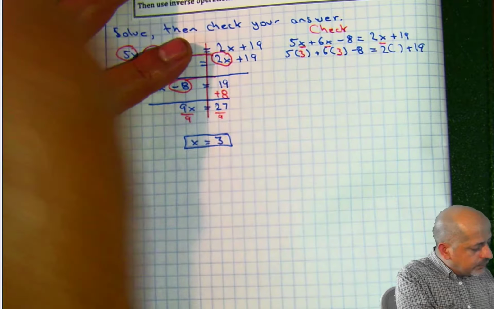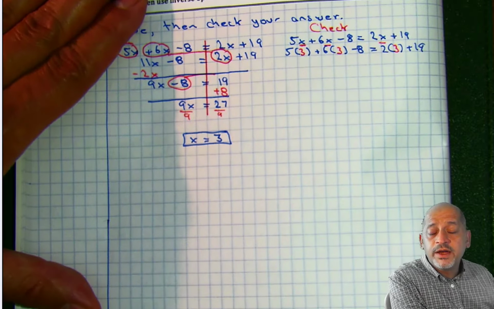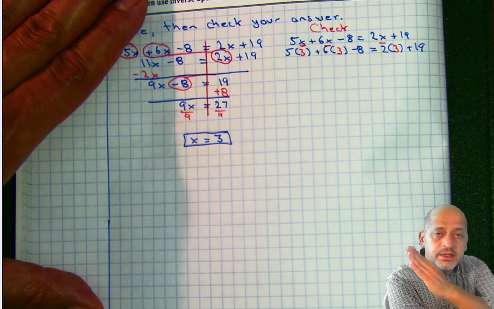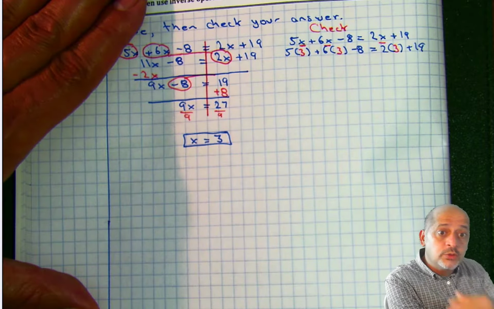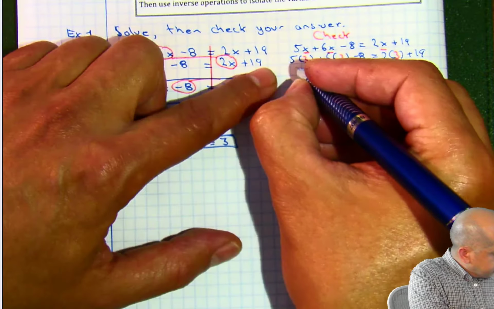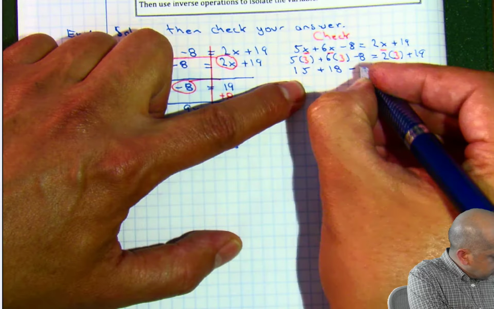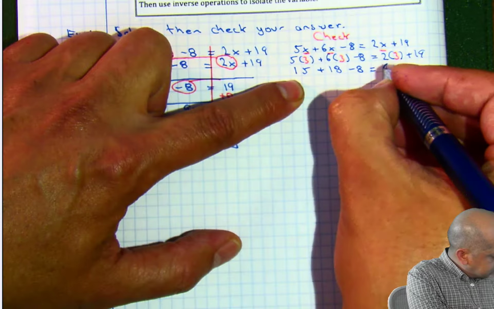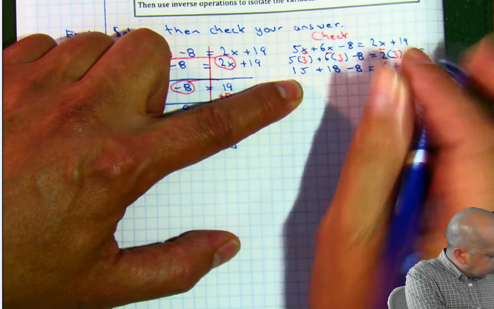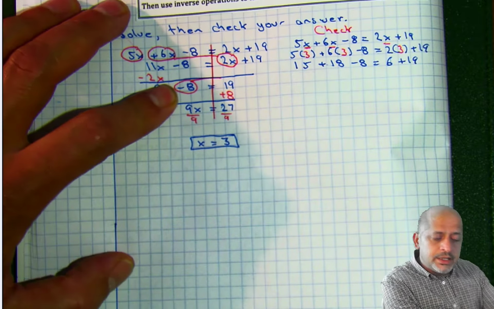And now we can simplify. Oh, I'm missing one more 3. I'm going to simplify the left, and then I'm going to simplify the right, and they should be equal to each other if that is correct. So that gives me 15 plus 18 minus 8 equals 6 plus 19. So multiply, multiply, multiply. Combine the numbers on the left, combine the numbers on the right.